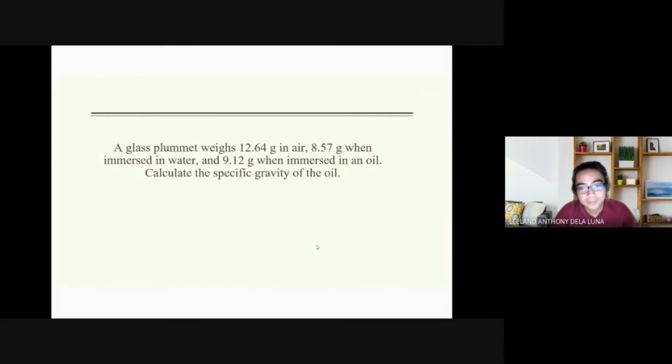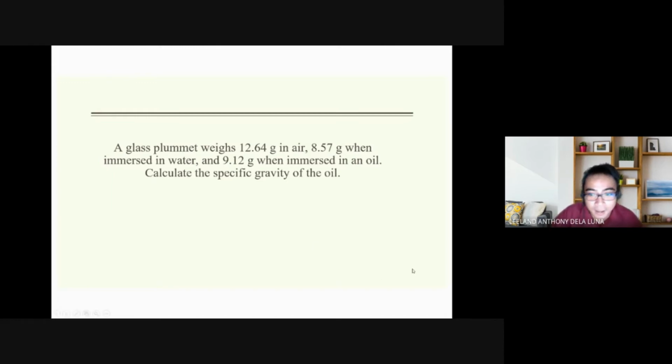Okay, paano gumamit ng plummet method natin? So a glass plummet weighs 12.64 grams in air. It weighs 8.4 grams when immersed in water and 9.12 grams when immersed in oil. Calculate the specific gravity of the oil. Now, class, pag nag-compute tayo gamit ang plummet, ang gagawin lang natin dito is we're just going to subtract the weight of the plummet, tapos how much was displaced? Gano'ng karami yung displaced na fluids? Or how much yung total displacement na nangyari here?